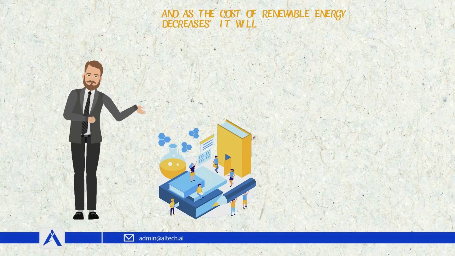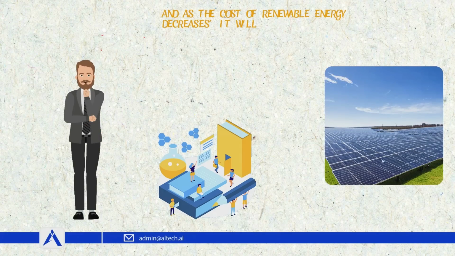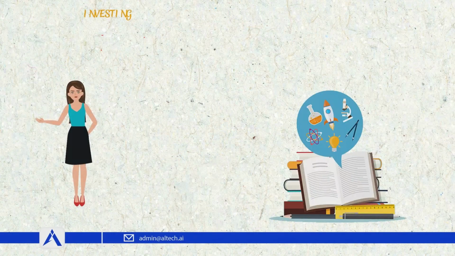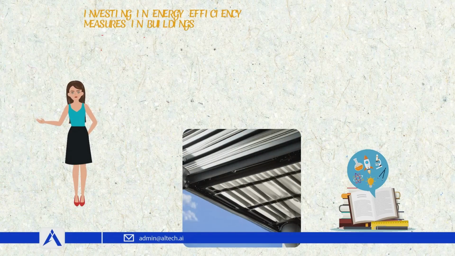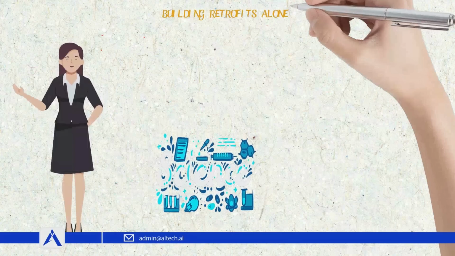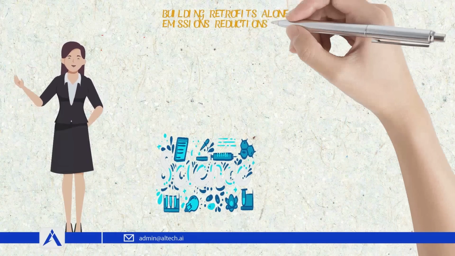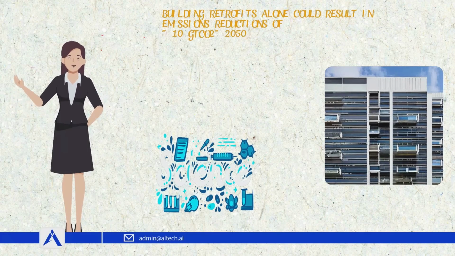The benefits of renewable energy go beyond carbon reduction and include creating jobs, improving air quality, and reducing dependence on fossil fuels. And as the cost of renewable energy decreases, it will become increasingly accessible to cities worldwide. But, cities need to do more to reach their carbon neutrality goals. This includes implementing green infrastructure, such as electric vehicle charging stations and bike lanes, and investing in energy efficiency measures in buildings. Building retrofits alone could result in emissions reductions of up to 10 GWP per year by 2050.